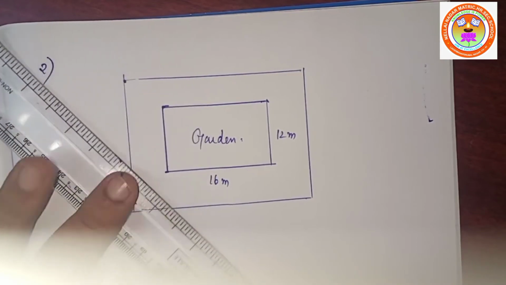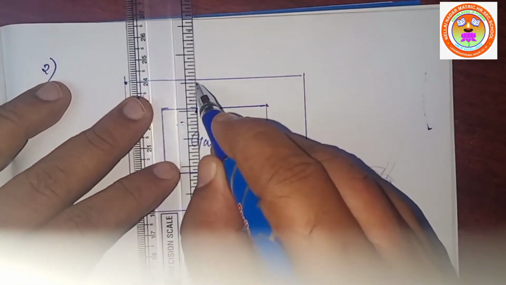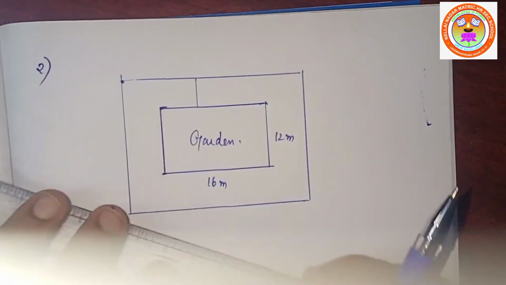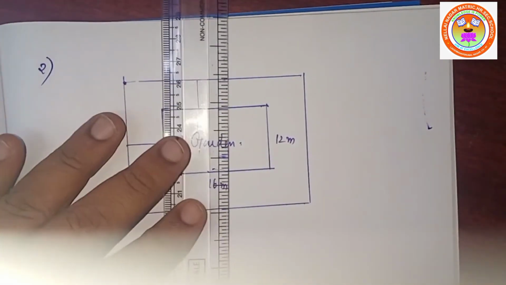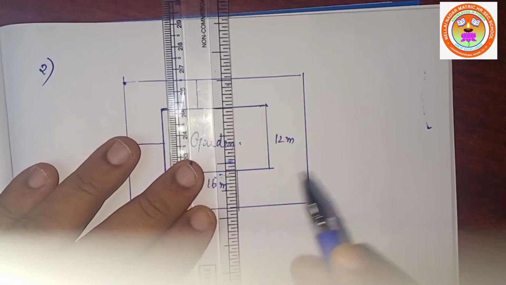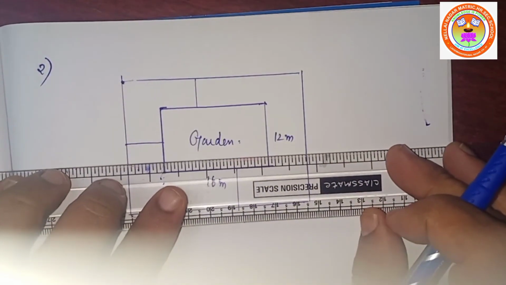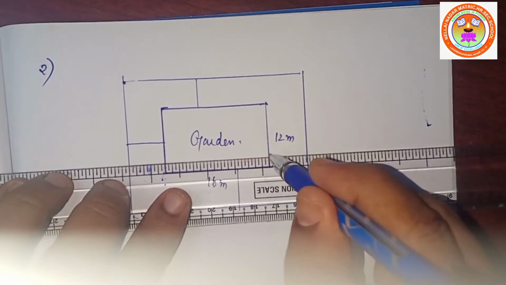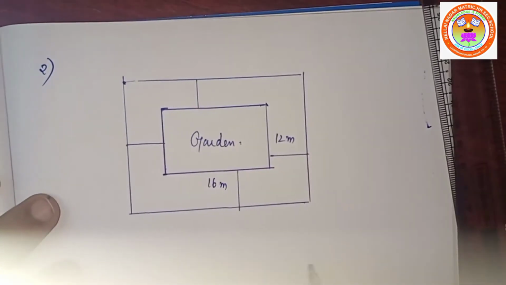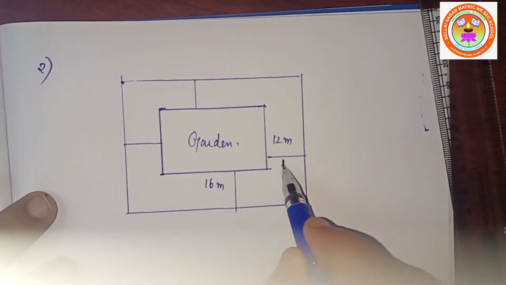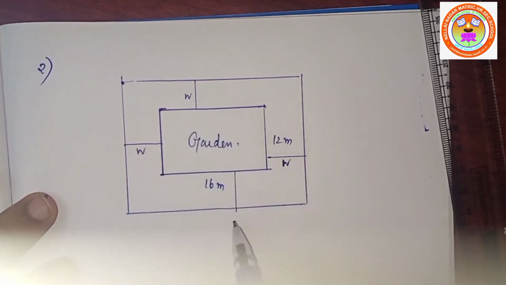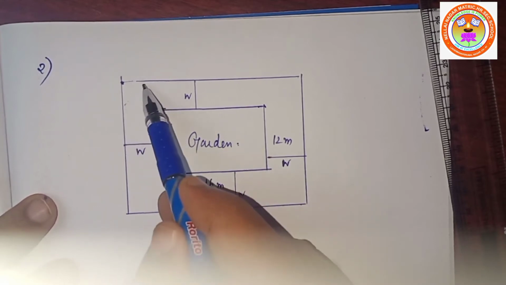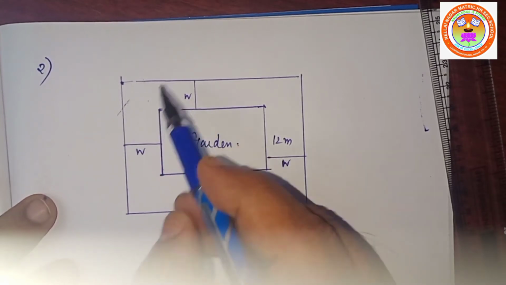So what is the width given? W meters, uniform width. So W, it is also W, it is also W. I write over here W meter, W, W, and it is also W. So uniform path.